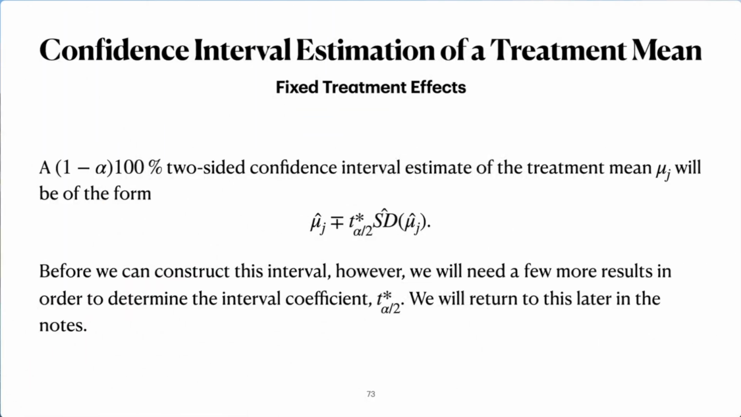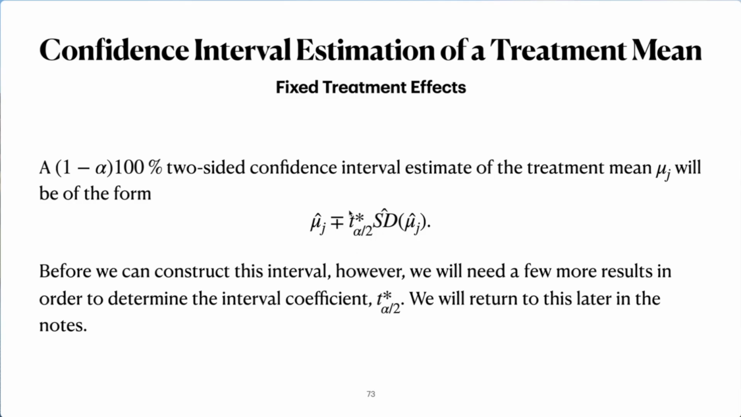Now, a 1 minus alpha times 100% two-sided confidence interval estimate of the treatment mean mu sub j is going to be of this form, which should be familiar to us now. We're going to start off with a point estimator, mu hat sub j, and then we'll go a distance to the left and to the right, minus and plus, a distance that is called the margin of error. And the margin of error is the product of an interval coefficient and the estimated standard deviation of the sampling distribution of the point estimator.